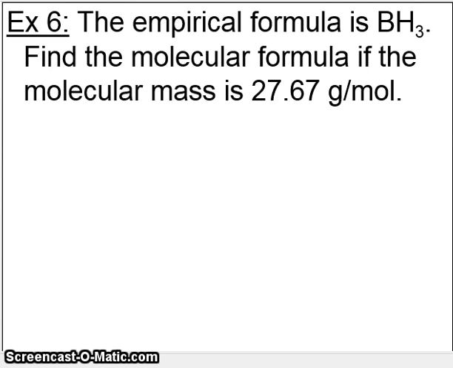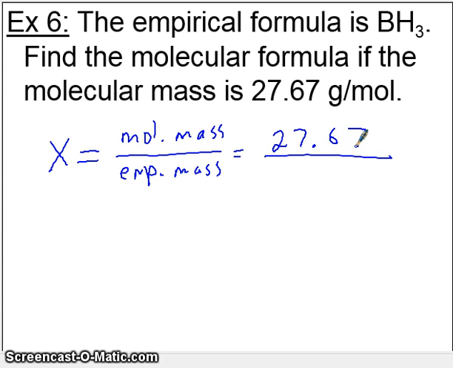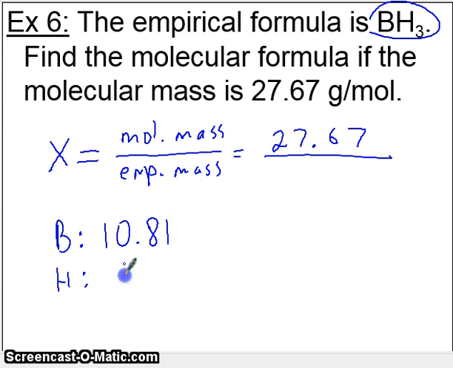And the example is this. The empirical formula is BH3. Find the molecular formula if the molecular mass is 27.67. So we want to first find our multiple. Our multiple is simply the molecular mass versus the empirical mass. Now, our molecular mass is 27.67. Our empirical mass comes from BH3. So we have boron. If you take a look at boron, it has a mass of 10.81. We have 3 hydrogens. Each hydrogen has a mass of 1.01.